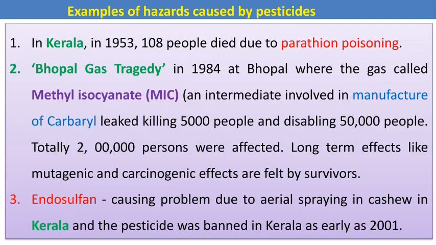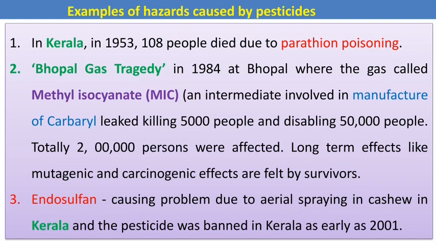These are some of the hazards caused by pesticides in the history of insecticides. In Kerala in 1953, about 108 people died due to parathion poisoning. Then one of the famous examples of pesticide hazards is the Bhopal gas tragedy. It happened in 1984 in Bhopal. Methyl isocyanate gas was released and it killed about 5,000 people and disabled 50,000 people.